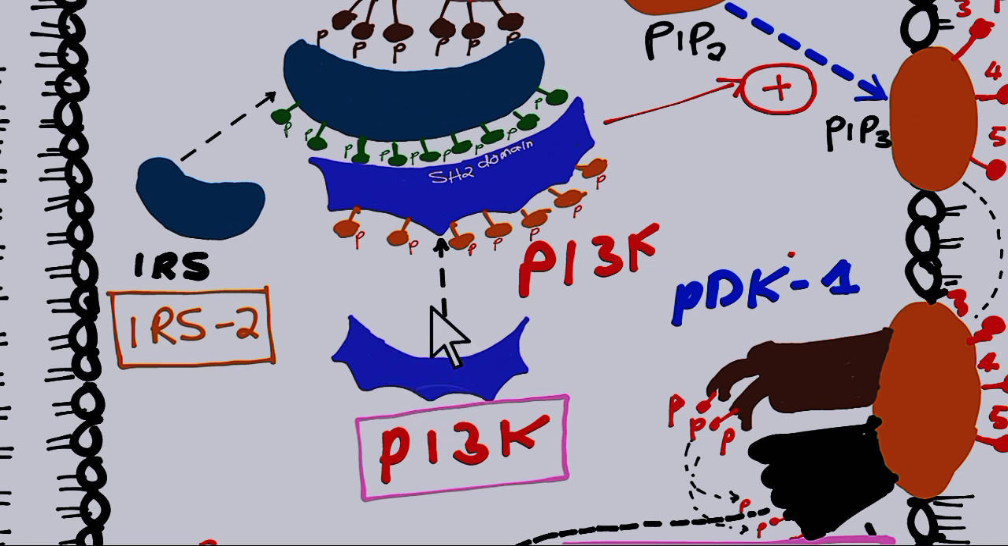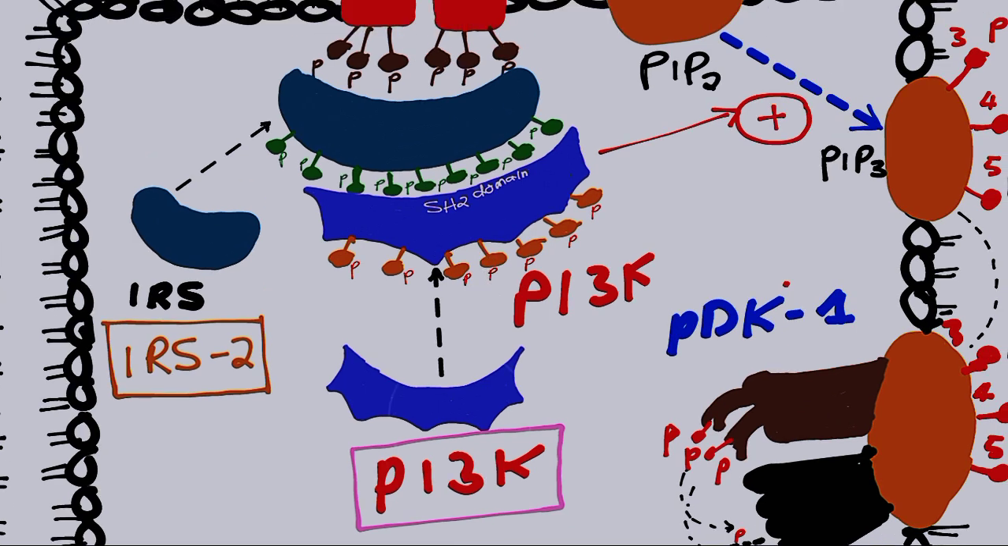So this enzyme is going to come and bind to the IRS protein, which is already active. So when it binds to the IRS protein through its SH2 domain, this enzyme, which is PI3K, phosphatidylinositol 3 kinase, is also going to become phosphorylated and activated. When it becomes phosphorylated and activated, what is it going to do?